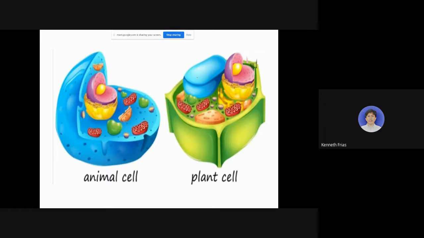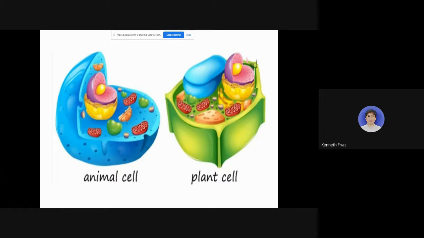Before we start the lesson, let's take a look at these two cells, the animal cell and the plant cell. If you notice, when you inspect their structures, you can see they have differences and they have similarities. For example, the plant cell has a cell wall, and it has larger vacuoles as compared to the animal cell, which has smaller vacuoles, and the animal cell only has a cell membrane.